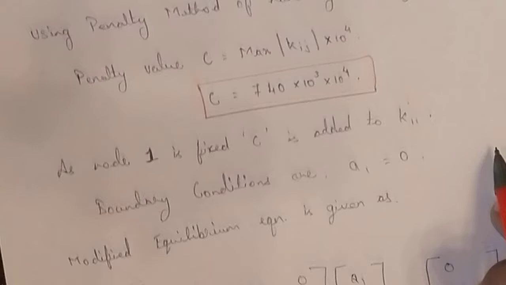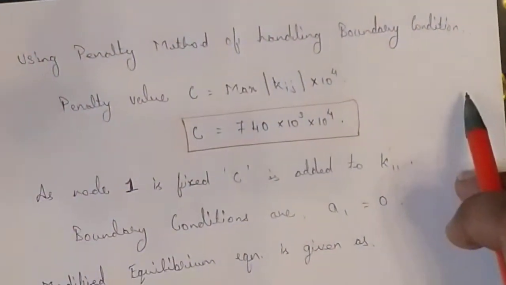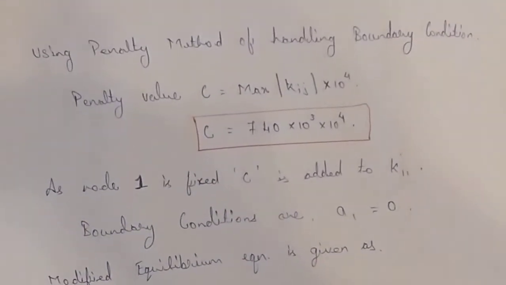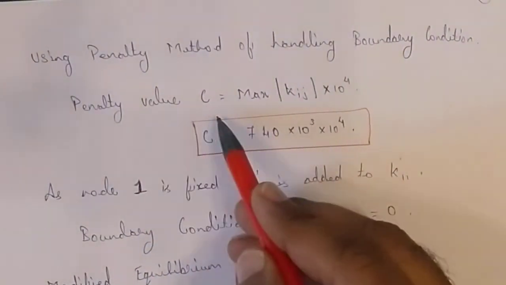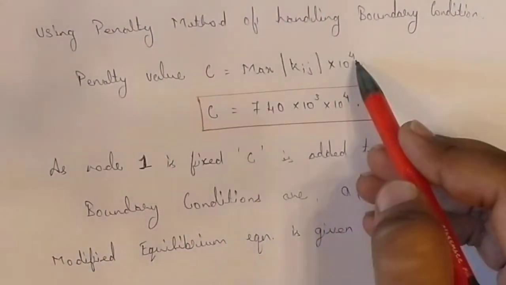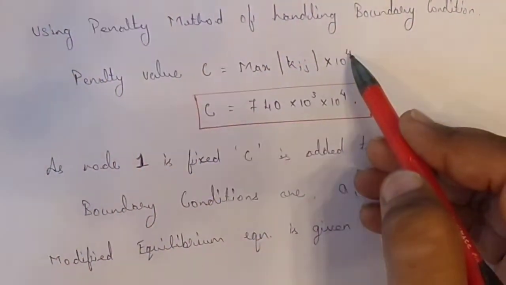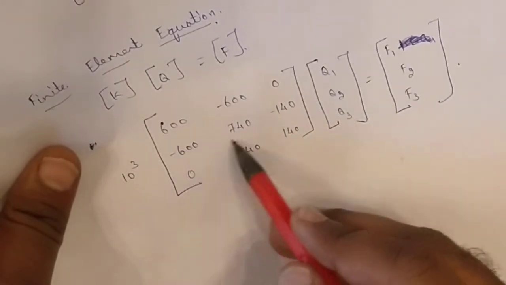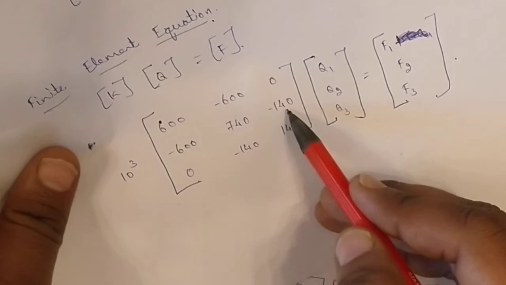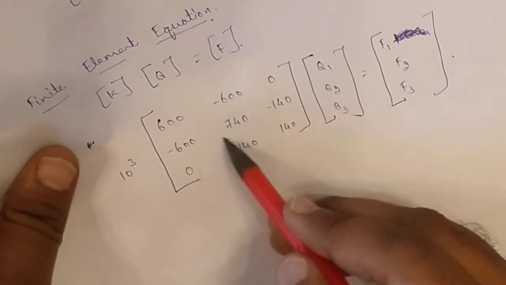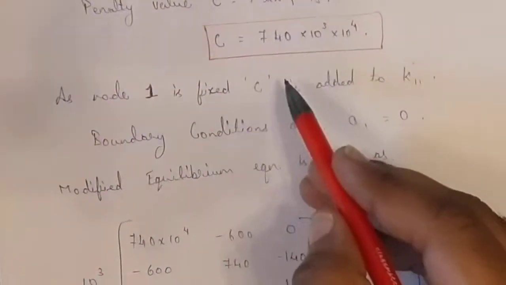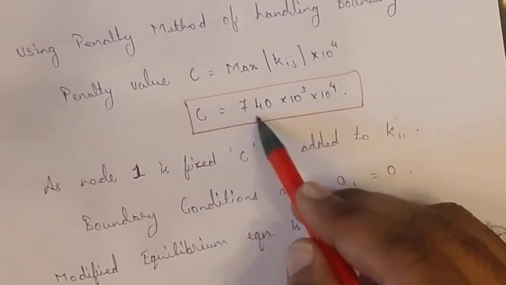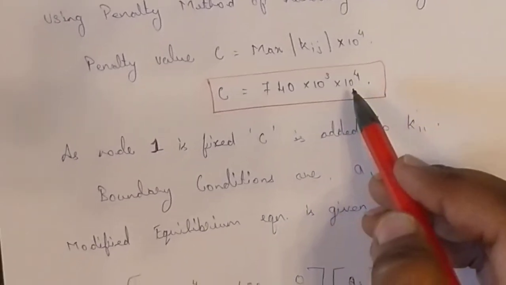Next, penalty method. Using the penalty method of handling boundary conditions, the penalty value C is equal to the maximum of Kij into 10 power 4. So find the maximum value in this stiffness matrix. What is the maximum value in the stiffness matrix? We have 600, we have 750, 740, we have 140. So the maximum value is 740. Okay, so the maximum of Kij is 740 into 10 power 3. So 740 into 10 power 3 into 10 power 4 is the C value.